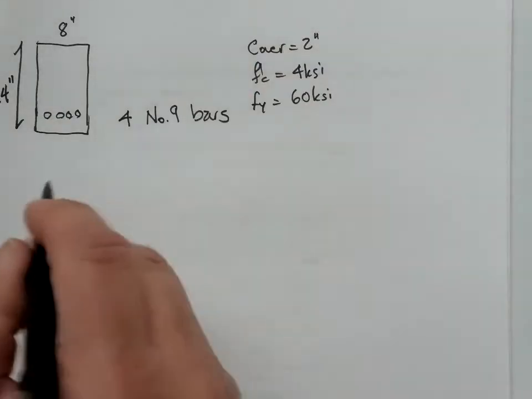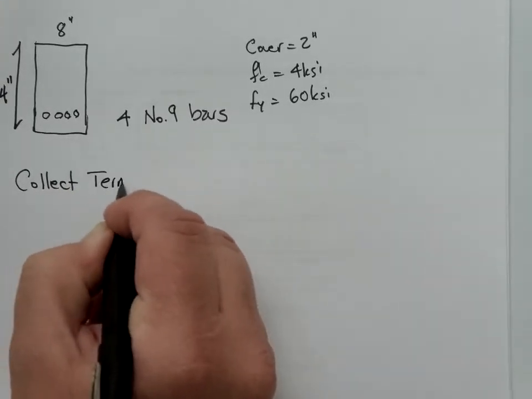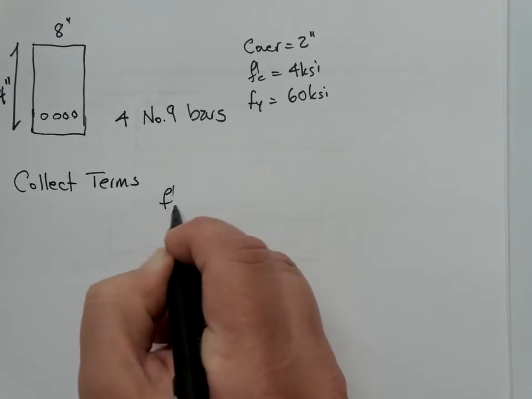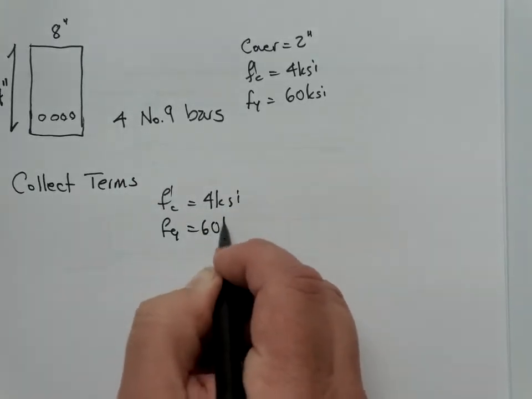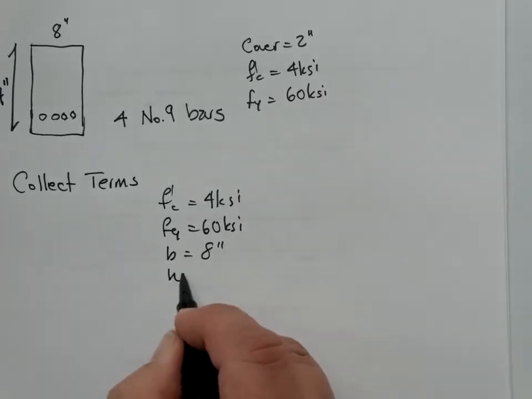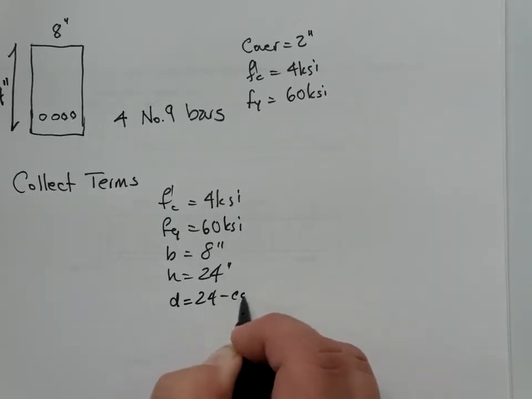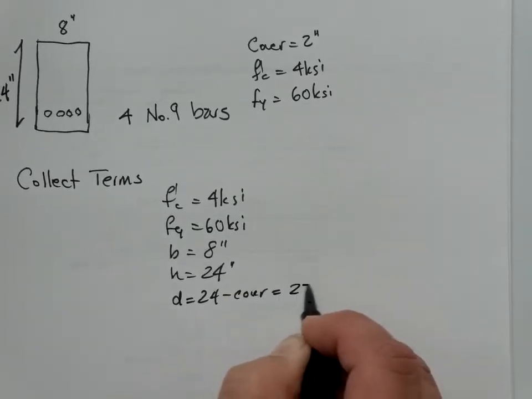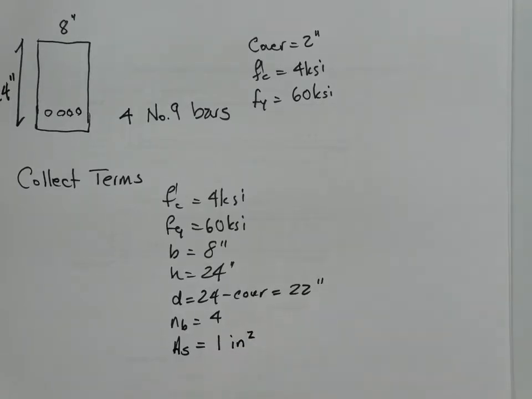It's not obvious. First thing let's do, we're going to collect our terms. Pretty easy. F prime c is 4 ksi. F sub y is 60 ksi. b is equal to 8 inches. h is equal to 24 inches. d is equal to 24 minus the cover, which is 22 inches. The number of bars is equal to 4, and the area of each bar is 1 square inch.